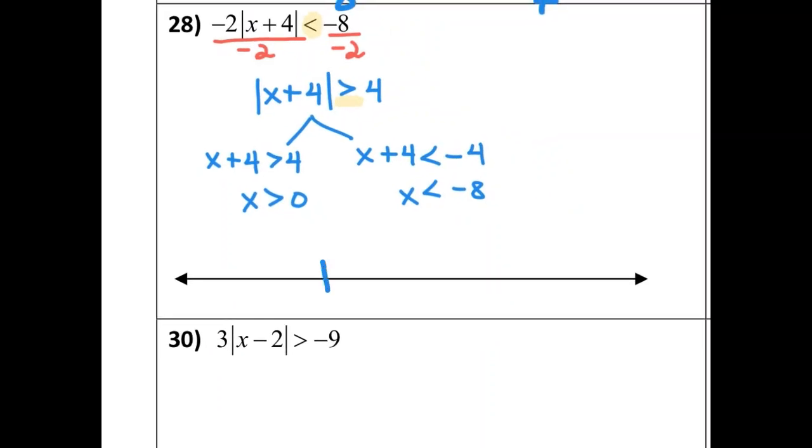So negative 8 is the smaller number and 0 is the bigger number. Again, they're both strictly greater than or less than. Neither of them have an equal. x is greater than 0, shades this way. x is less than negative 8, shades this way. And so this graph is also going to shade in the outward direction.